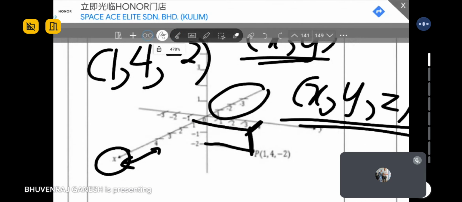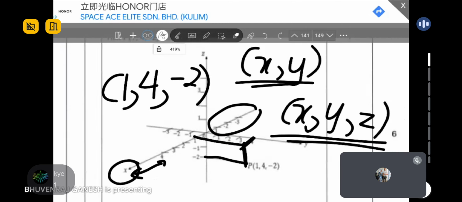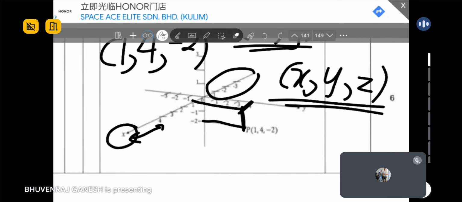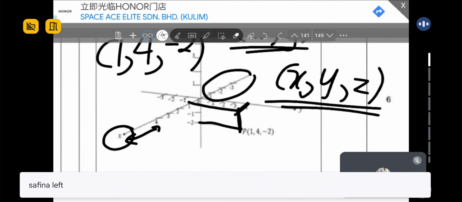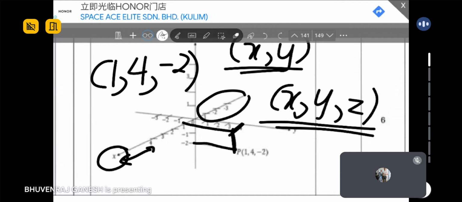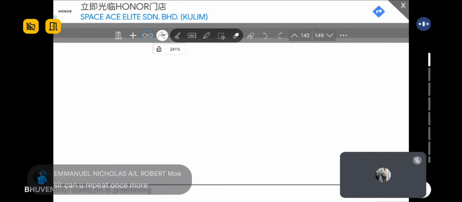Yes or no? So the labeling of the axis is up to you. Cara kamu label paksi bergantung pada kamu. Asalkan kamu faham, yang dekat dengan anak panah kena positif, jauh dari anak panah kena negatif. That's all. Okay, close to arrow positive, away from arrow negative. Okay, all right. So we go next question.